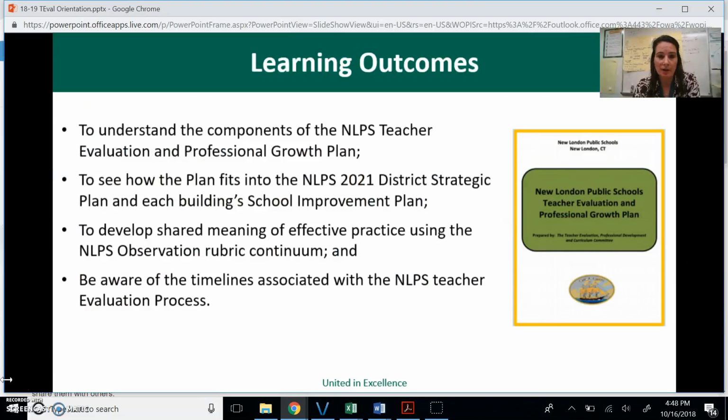The learning outcomes to today's staff meeting include understanding the components of the teacher evaluation plan, understanding how the teacher evaluation plan fits into the district improvement plan and Winthrop's own school improvement plan, developing a shared understanding of what effective practices look like in the classroom by using the evaluation rubric, and developing an awareness of the timelines associated with the evaluation.